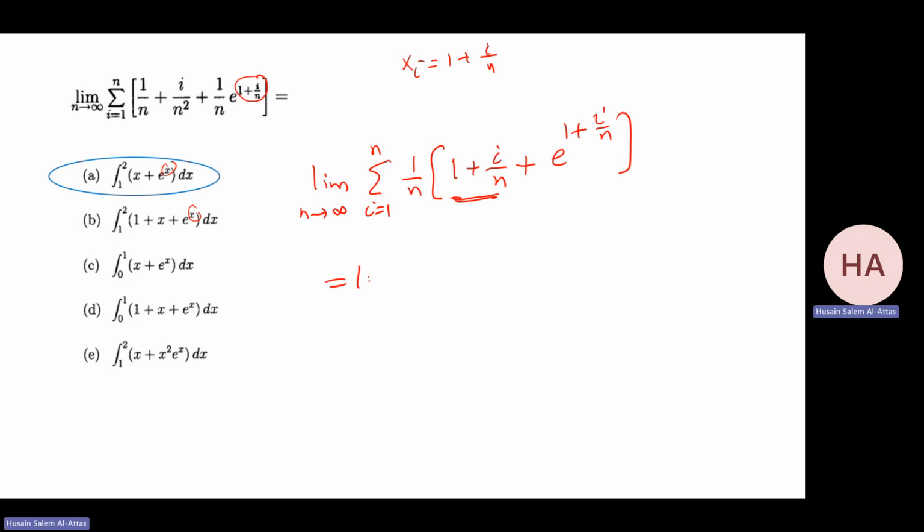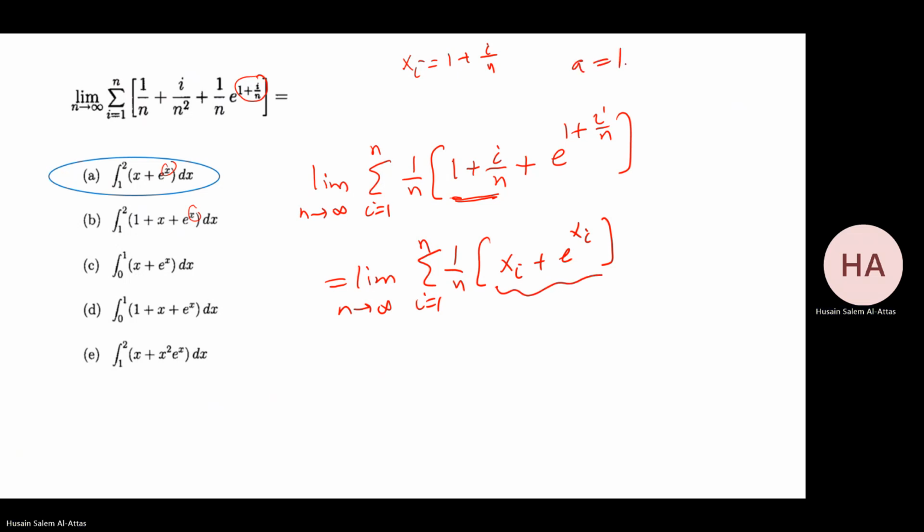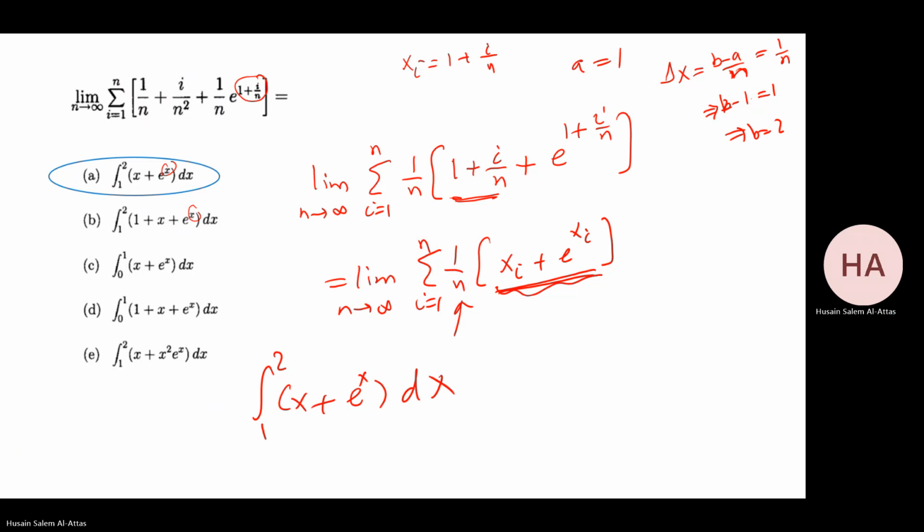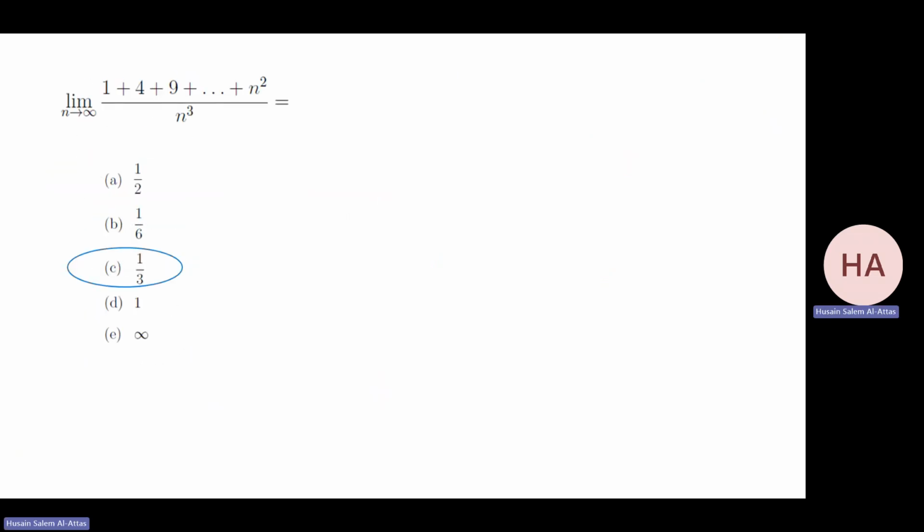So I can rewrite it as the limit as n goes to infinity of the summation from i equals 1 to n of 1 over n times xi plus e to the xi. Okay, now it's clear this is my function. And a is 1. Delta x will be b minus a over n. It's 1 over n, that will be my delta x. So b minus 1 is equal to 1, so b equals 2. So the integral from 1 to 2, and this is my f of x.